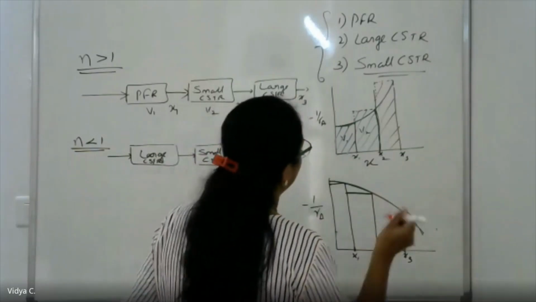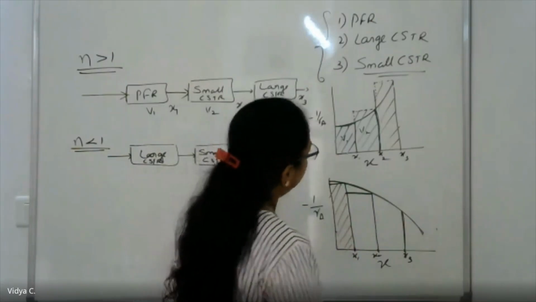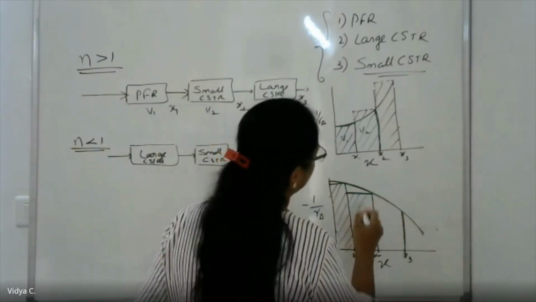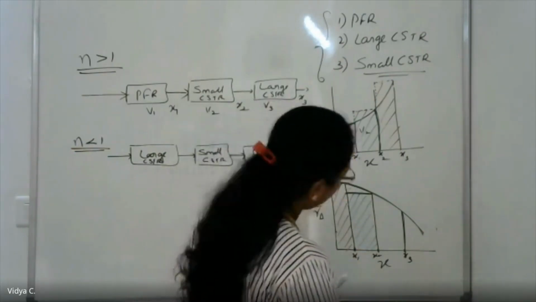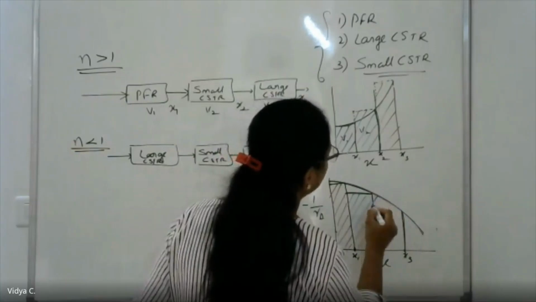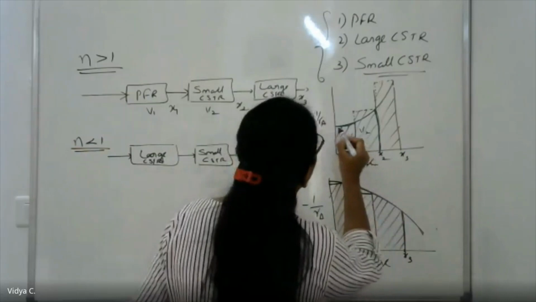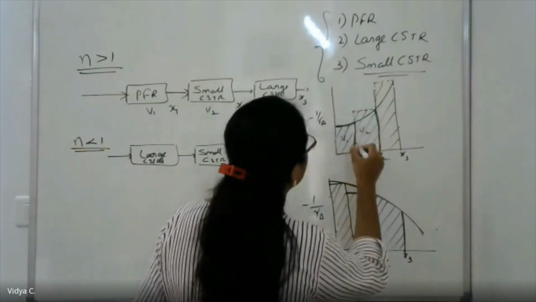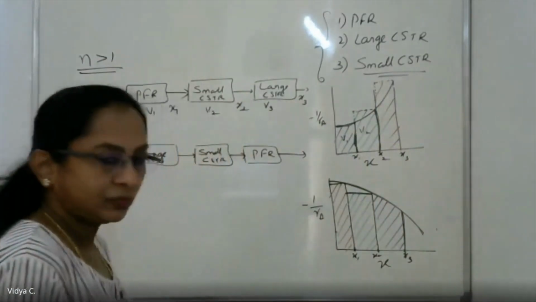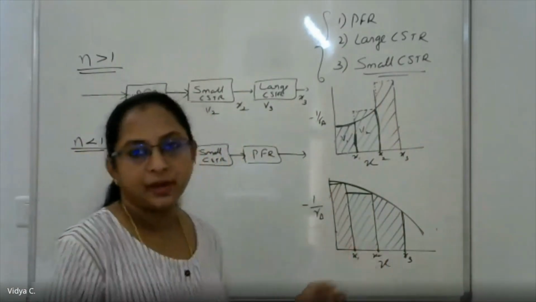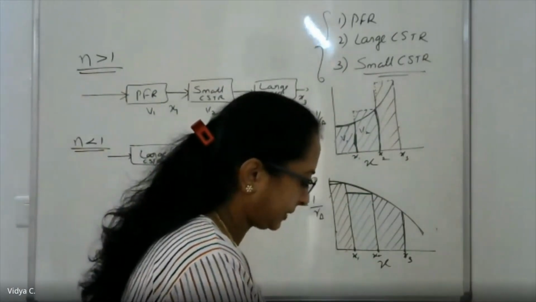So for the CSTRs, the large CSTR, it's the reverse now, and then the smaller CSTR, and then a PFR, the area under the curve. Did you observe how I did that? For a PFR it is the area under the curve. For a CSTR, it's the rectangle. So we can make a note of this.